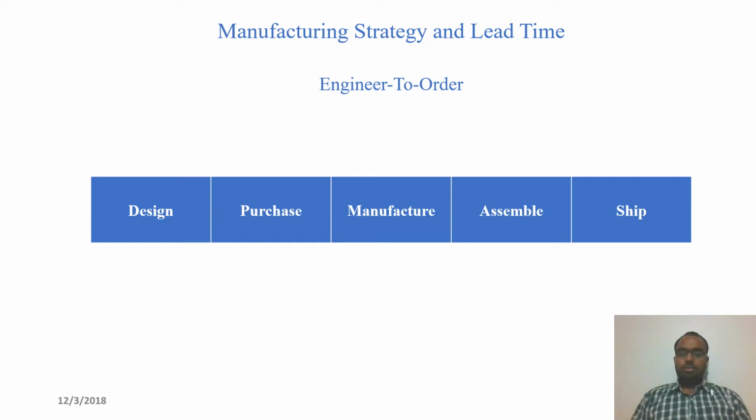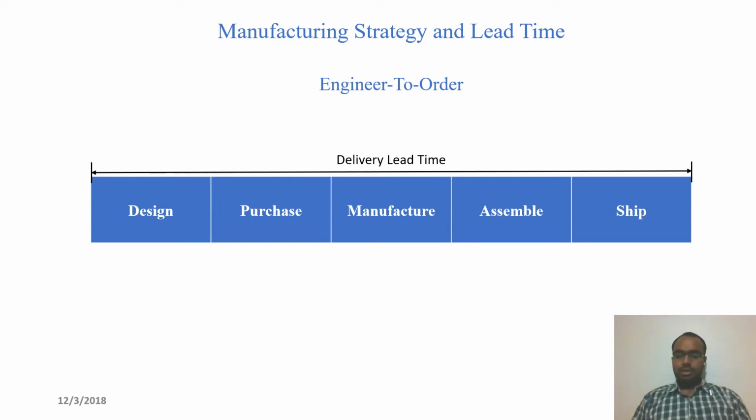So these 5 types of stages occur only when a customer order is placed. Therefore, the delivery lead time is the sum of all the 5 stages' time limits. So the engineer to order manufacturing strategy takes a long lead time, but the final products produced using the strategy completely match the customer's requirements. This is because the design begins only after the customer requirements are completely known to the company.